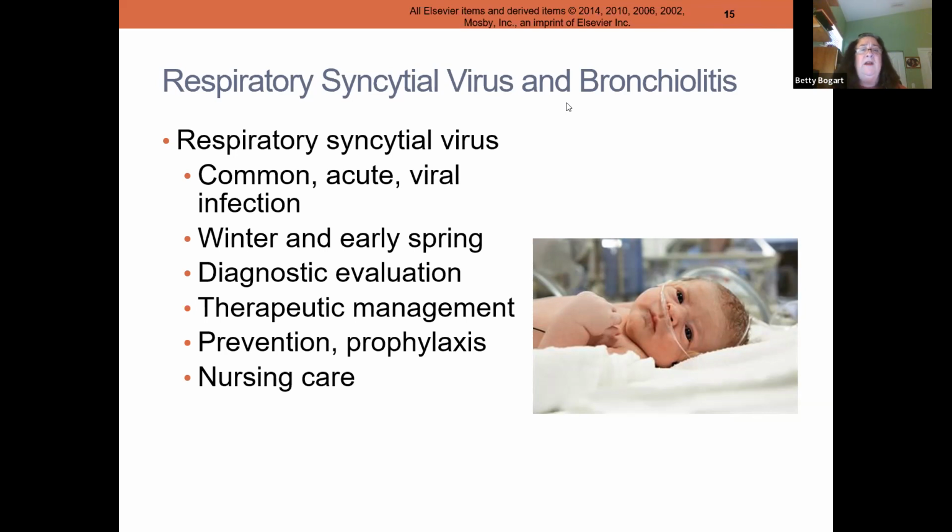Now, what if you have a cardiac condition? Or what if you're diagnosed with cystic fibrosis or some other autoimmune thing that makes this one more thing that could put them over the edge and really harm them? Well, we need to prevent them from getting it, right? So there is a vaccine called Synagis.